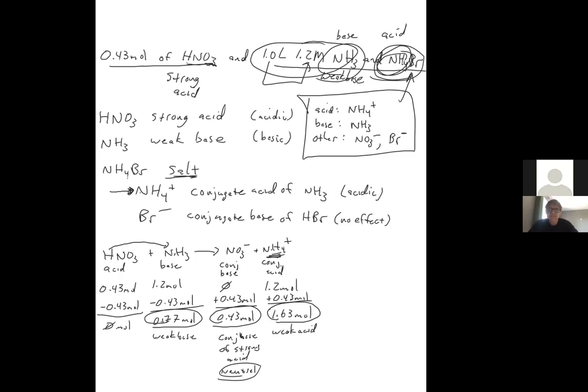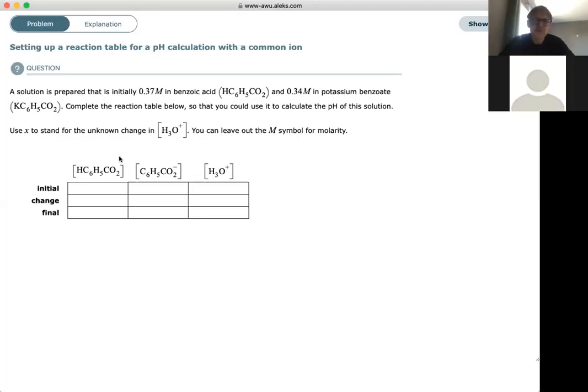Okay. So we're going to do another type of problem, which is related to this. So let me go ahead and show it here, because again, some of these problems are a little bit involved in terms of how they're presenting them. So let's take a look. This is called setting up a reaction table for a pH calculation with a common ion. Okay, so we're not actually calculating the pH. We're going to do that in the next section, 17.2, but we're going to at least set up the table so that we can do the calculation.